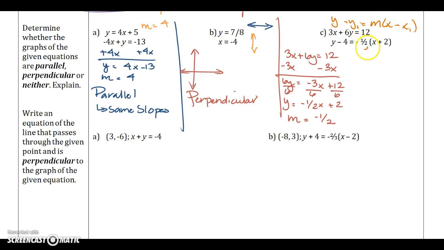So what's the m? Well, for this line, my slope is negative 1/2. These also have the same slope. So what does that mean? These are parallel. There you go. All right, onward.